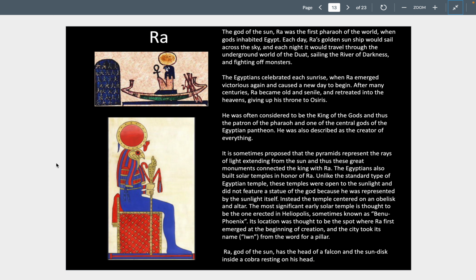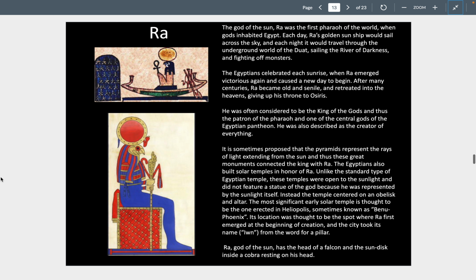Now, as things are moving forward, the Egyptians are building solar temples in honor of Ra, and unlike the standard Egyptian temples, these temples were open to sunlight and did not feature a statue of the god because he was represented by sunlight itself. Instead, the temple centered on an obelisk and an altar, and the most significant early solar temple is thought to be one erected in Heliopolis, sometimes known as the New Phoenix, and the location was thought to be the spot where Ra first emerged in the beginning of creation.